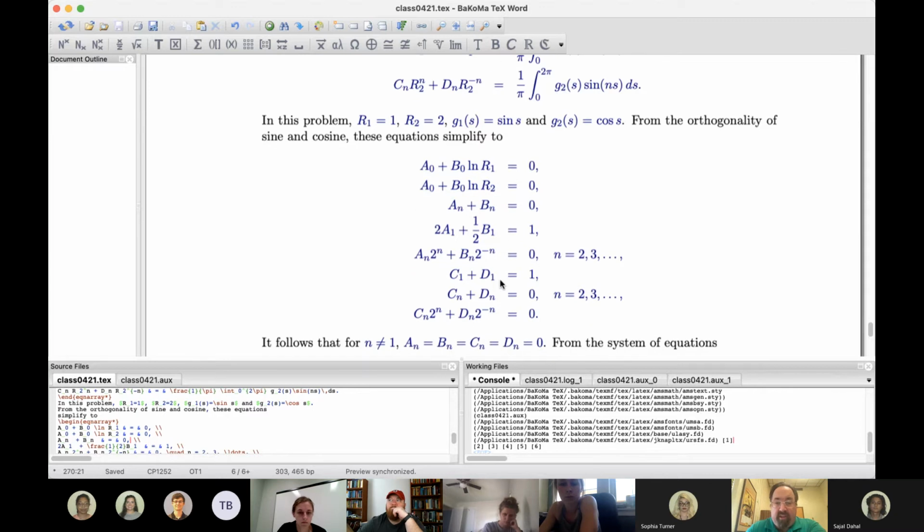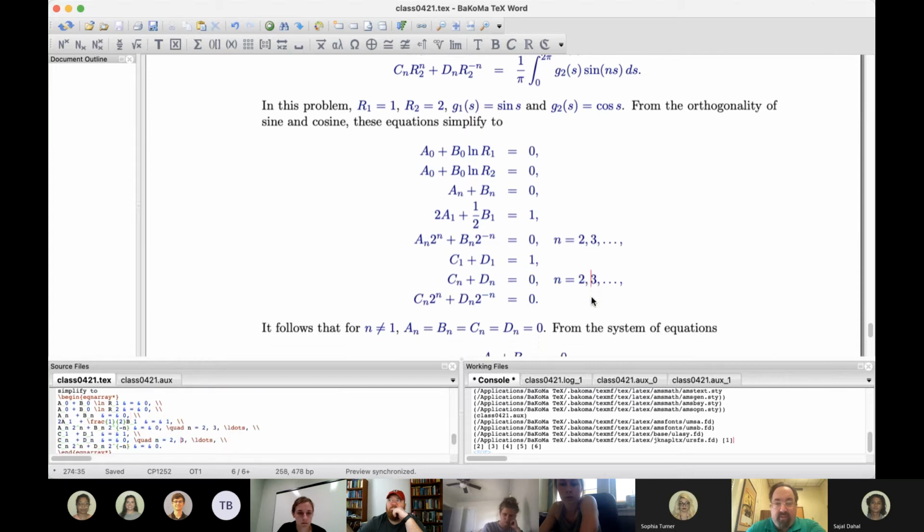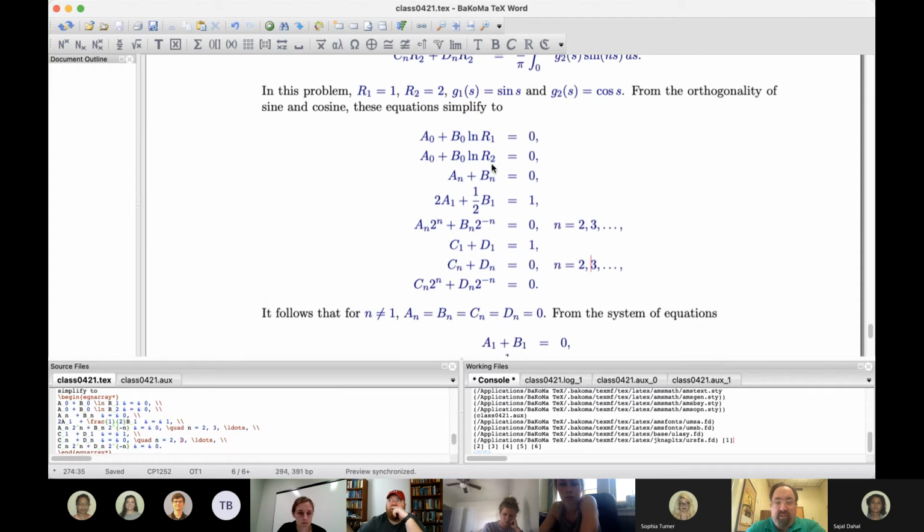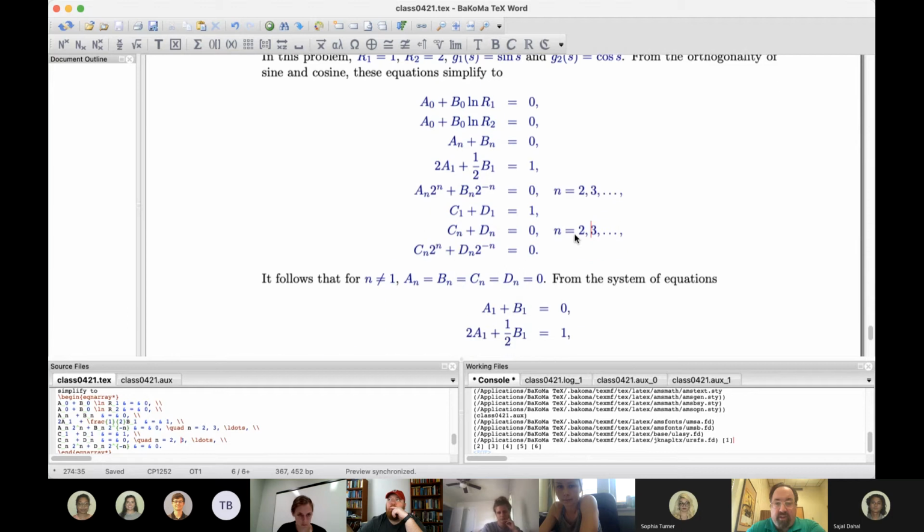And then here with C and D, the first equation, we have a right-hand side value of 1 when n is 1, otherwise 0. So that means that A0, B0 are 0, An and Bn are 0 for n equal 2 onward, and Cn and Dn are 0 also for n equal 2 onward. So the only interesting system in this problem is when n is equal to 1.